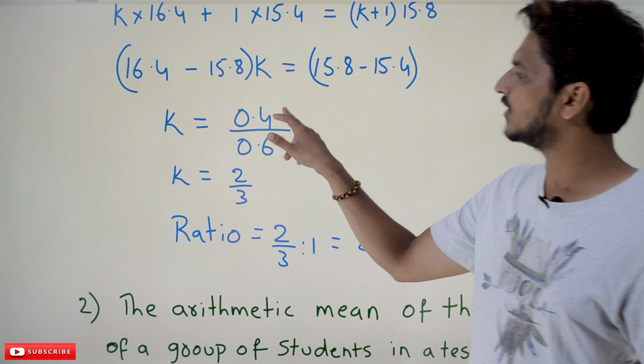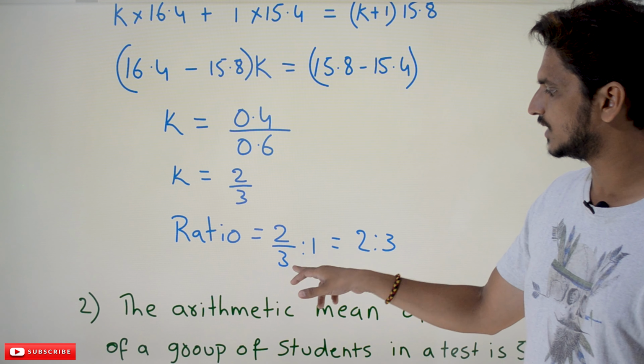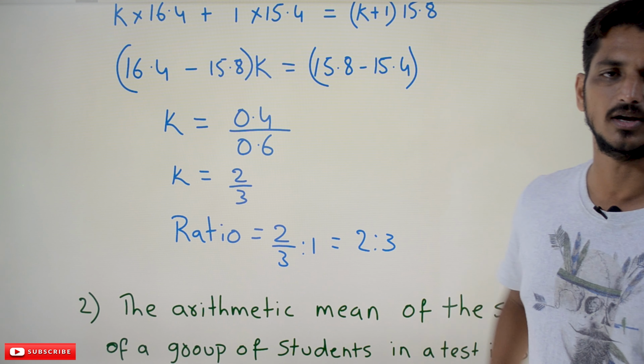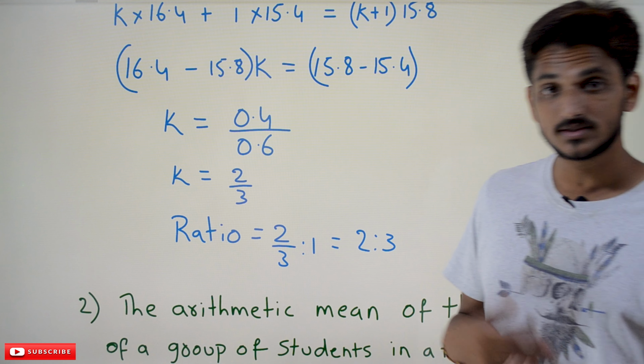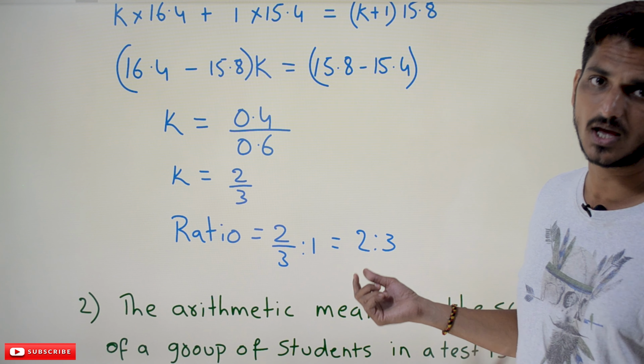K is equal to 0.4 by 0.6. K is equal to 2 by 3. Ratio is 2 by 3 is to 1, which is 2 is to 3. So the ratio of boys and girls is given as 2 is to 3. This is how we need to solve the examples.